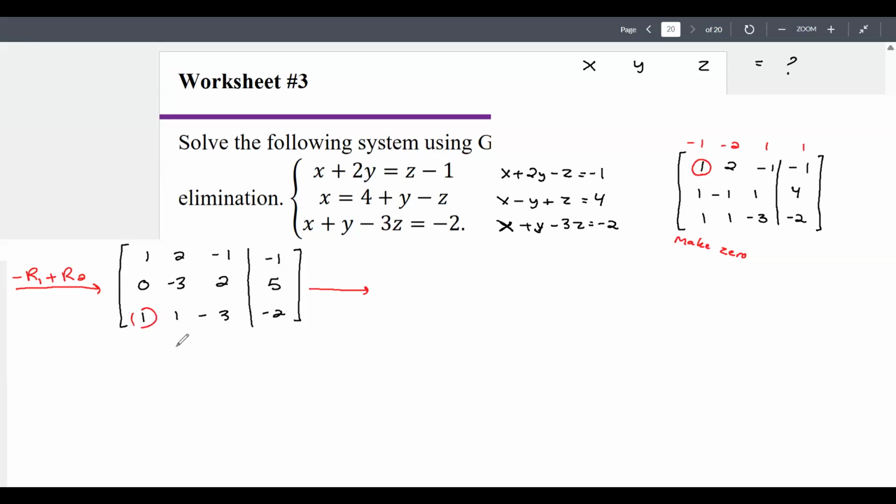So we would like this to also be a 0. And once again, I can do negative R1 plus R3 and replace row 3. So this is once again -1, -2, 1, 1, and we're going to add that to R3. So -1 plus 1 is 0. -2 plus 1 is -1. 1 plus -3 is -2. And 1 plus -2 is -1.